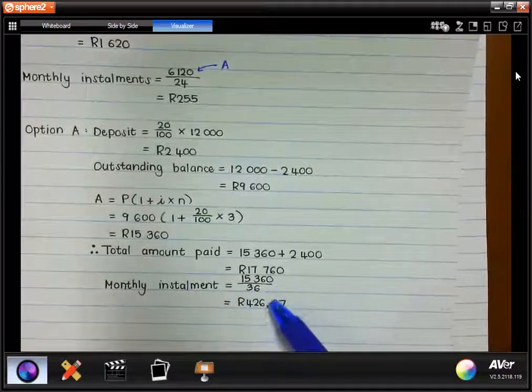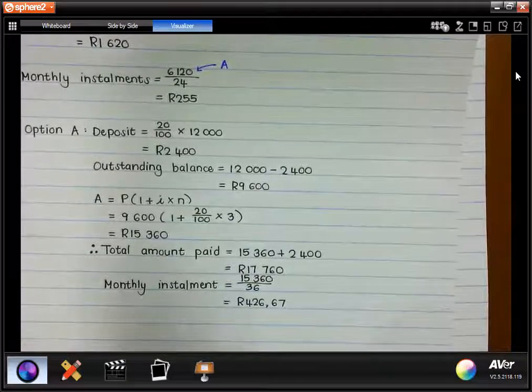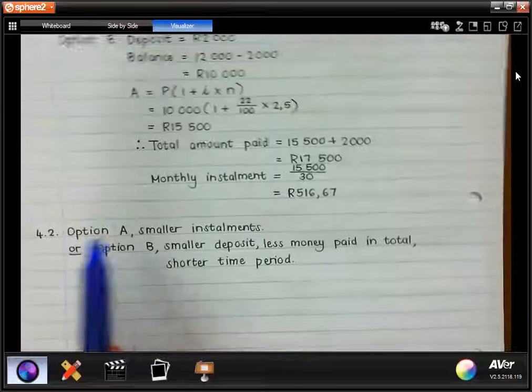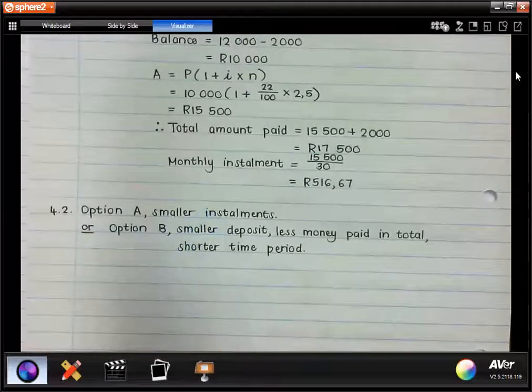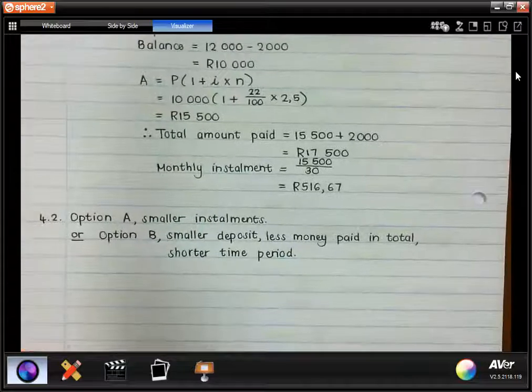Now, some people could possibly only afford 426 Rand in a month. Then they would choose option A, all right? Because that is what is actually coming off every month. So that's why I said here, option A, because it has smaller installments. Okay, so that might be important for certain people. You're paying less off every month.